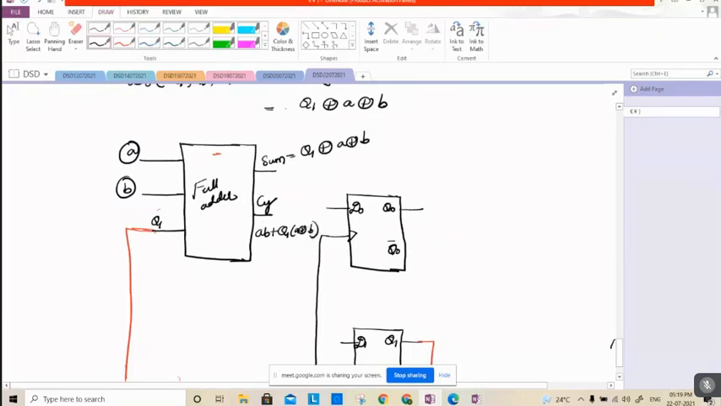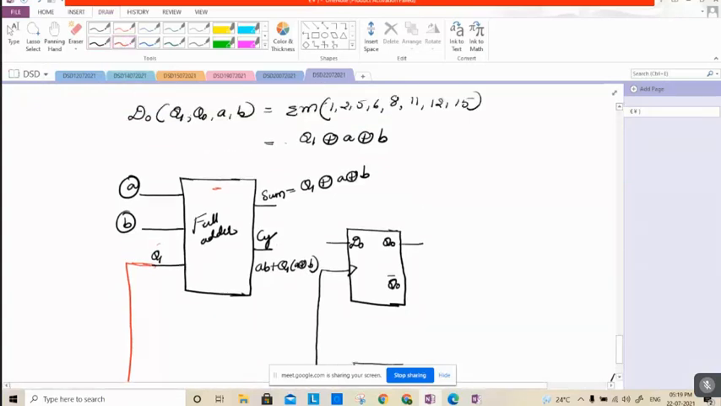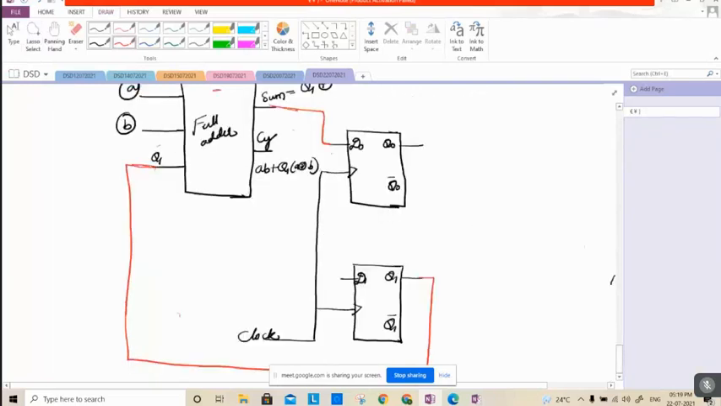Where is this to be given? Sum is given to D0. Right. Sum is to be given for this part, and the carry is to be given for D1.